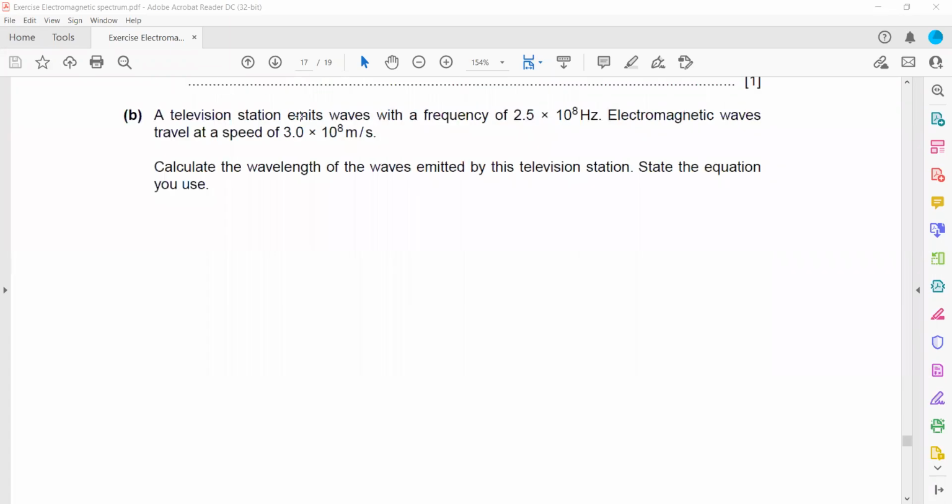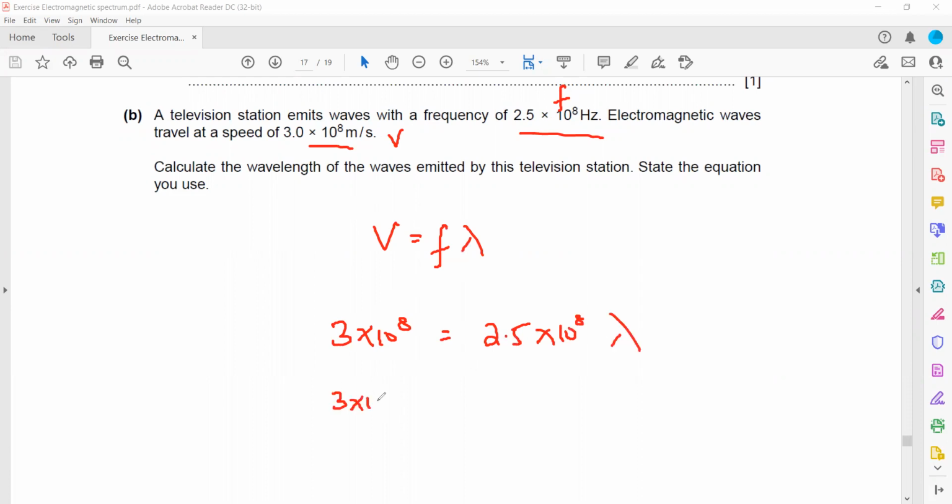Then a television emits. So we have the frequency, we have the speed, we need the wavelength. So v equals f lambda. V is the speed, which is 3 into 10 power 8. F is the frequency, 2.5 into 10 power 8, and lambda is the wavelength. So it will be 3 into 10 power 8 divided by 2.5 into 10 power 8. 10 power 8 cancels with 10 power 8, and basically it will turn out to be 3 divided by 2.5. So it's 1.2 meter.